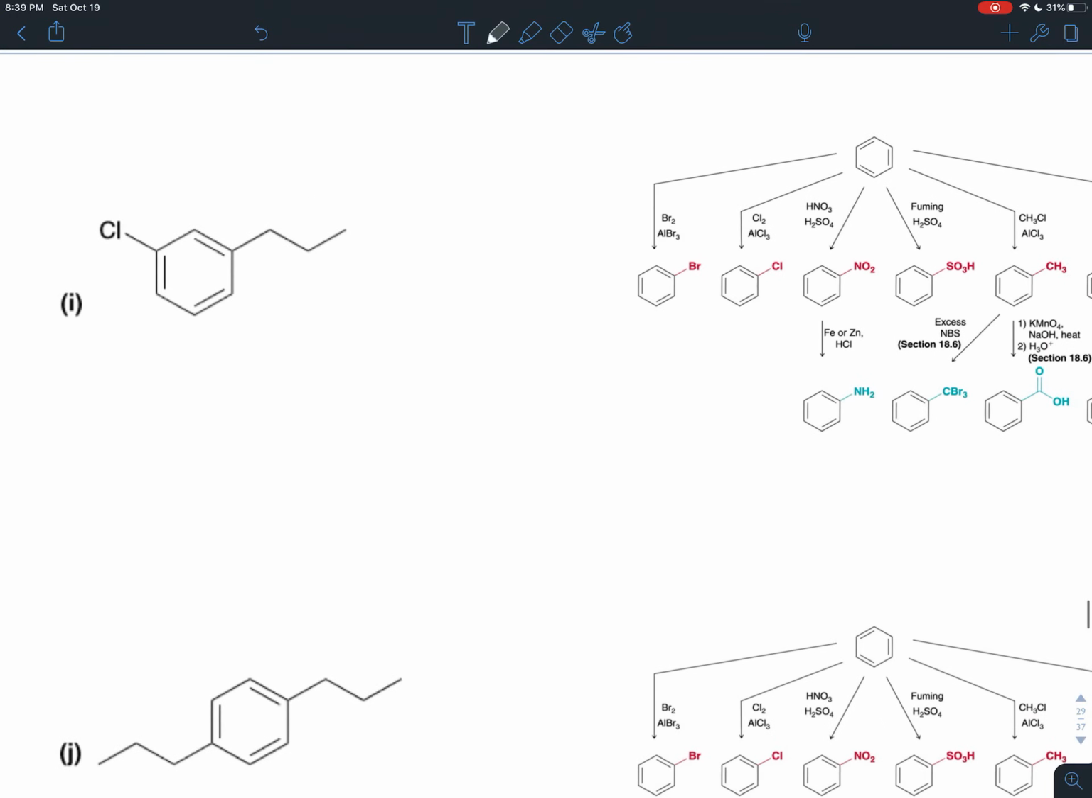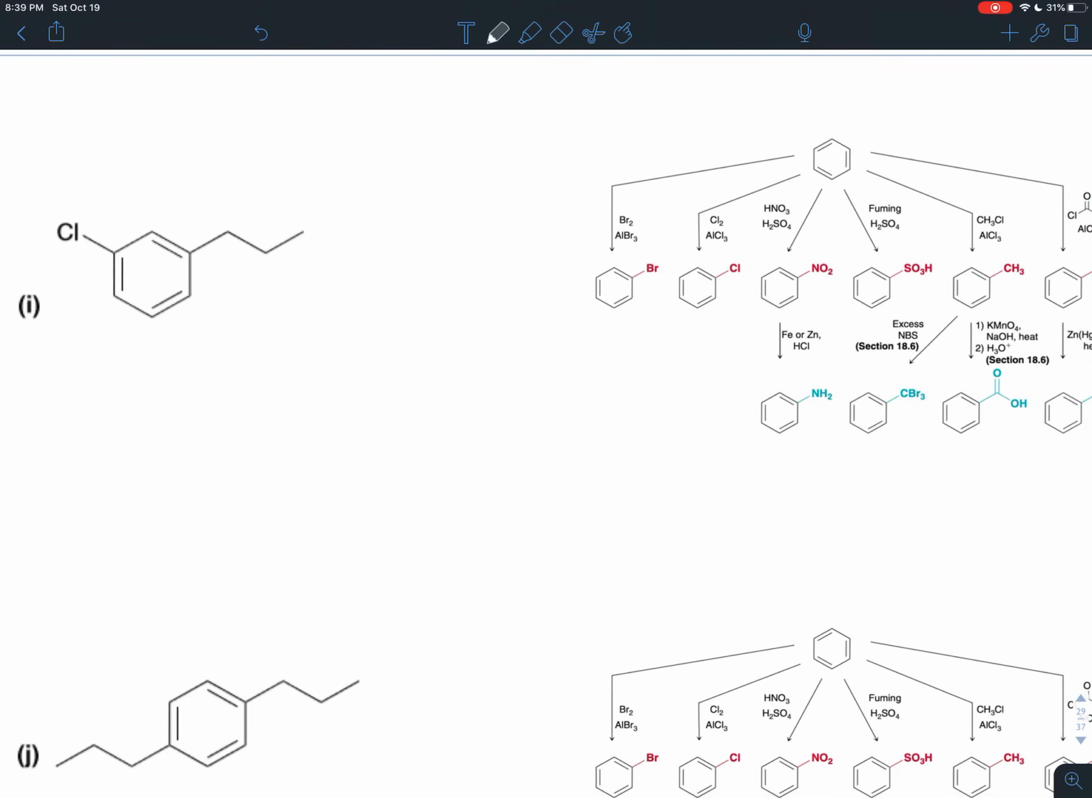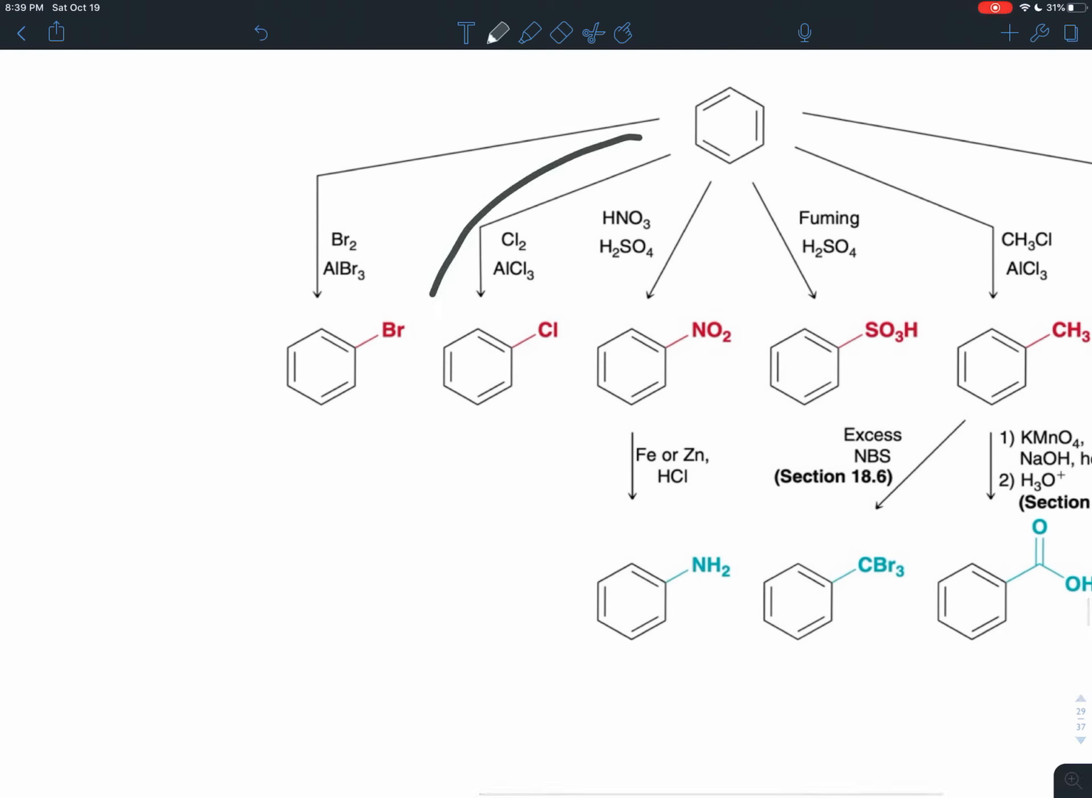Okay, the process is going to be really similar for this next one. First step is just to think of how we could get these branches on the ring, and then we'll worry about the order that we'll put them on the ring. So the way you get a chlorine on the ring, it's very similar to bromination. It's called chlorination. You use Cl2 and AlCl3.